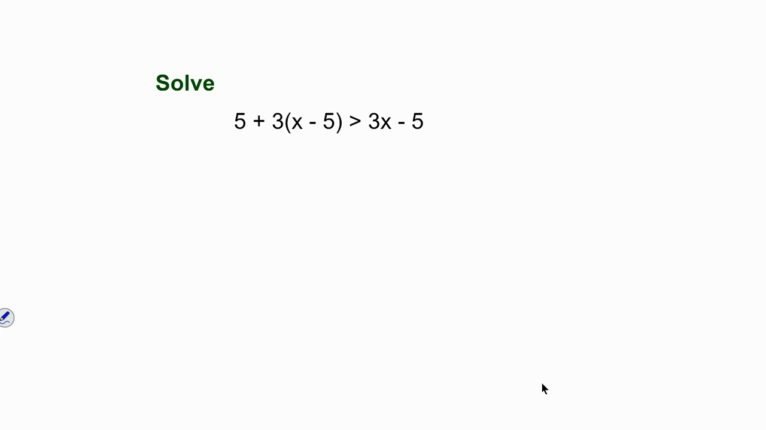Let's take a look at another special case. So for this one, we've got 5 times 3 parentheses x minus 5 is greater than 3x minus 5. So let's go ahead and organize our work. So I'm going to draw a line down the middle to help me organize. Well, kind of a line. And I'm going to start with distributing. So let's distribute this 3 to inside the parentheses. So 5 plus 3x minus 15, make sure we multiply, is greater than 3x minus 5.